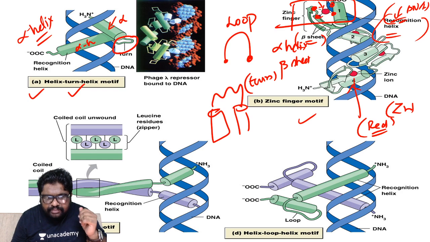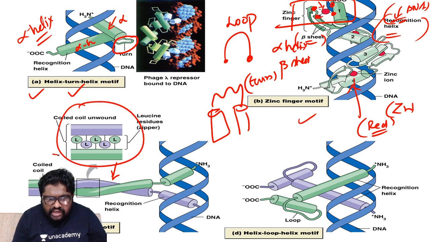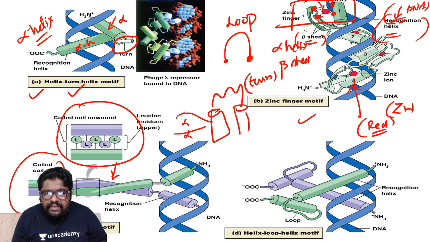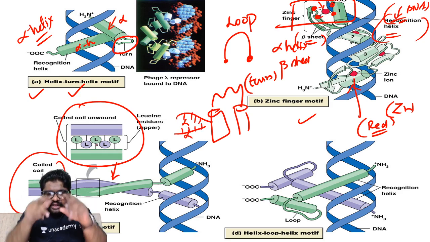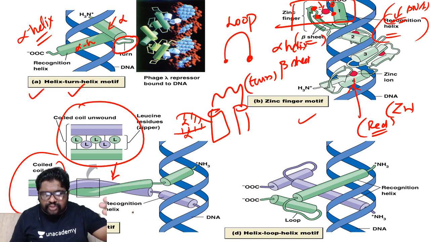Now look at the loosened zipper here. Loosened zipper is the name given. Here it is coiled, here it is uncoiled. Here it is uncoiled, here it is coiled. Between the two alpha helices, the most important amino acid would be leucine. When the leucines separate, it is like a zip opening up. That is what is called the leucine zipper motif.